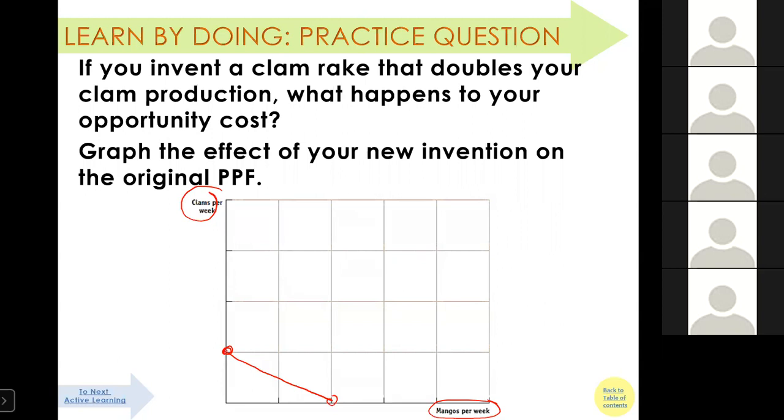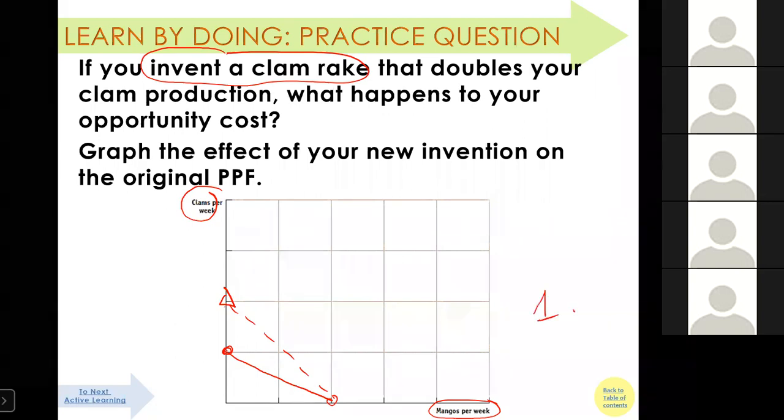Now, just imagine if you get bored and you become innovative. You invent a clam rack that doubles your clam production. What happened to your opportunity cost? But first, we need to draw the new PPF. Okay, so this is our new PPF, the dash line. With this new dash line, we can easily calculate the opportunity cost of clam production in terms of mango becomes 1. Before it was 2, now reduced to 1. Okay?